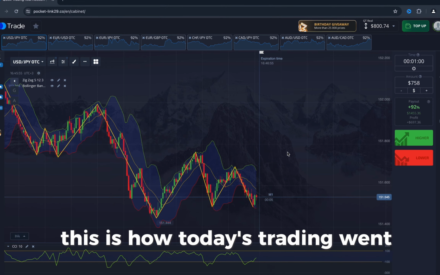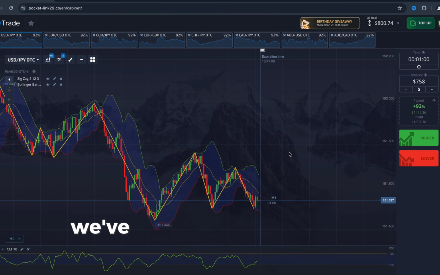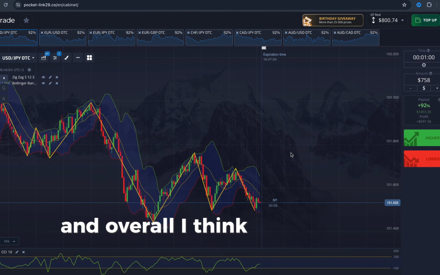This is how today's trading went using these indicators. It's not difficult. We've covered both short and long trades, and overall, I think everything is quite clear.